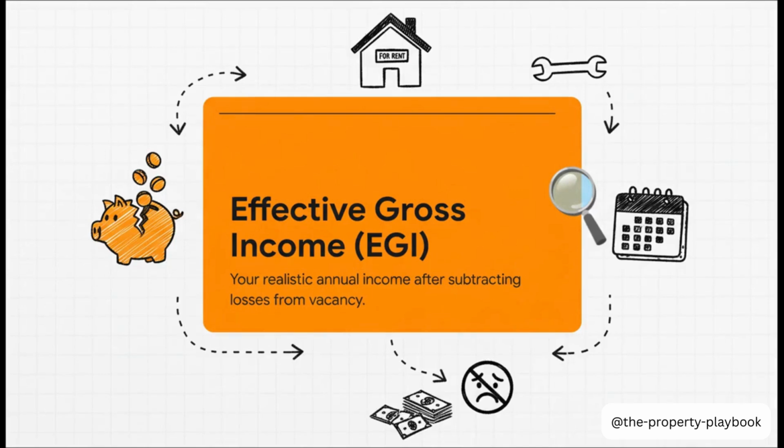And that brings us to step 2, where we get real. This is called effective gross income, or EGI. Let's be honest, no property is occupied 100% of the time. You're going to have gaps between tenants, that's just reality. EGI is the number that accounts for that.